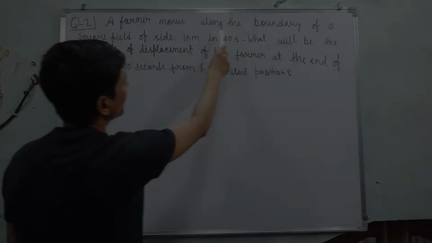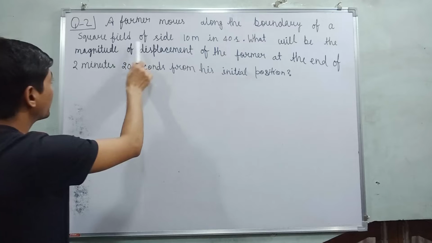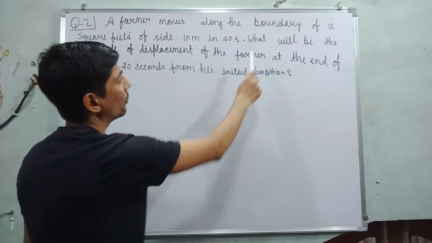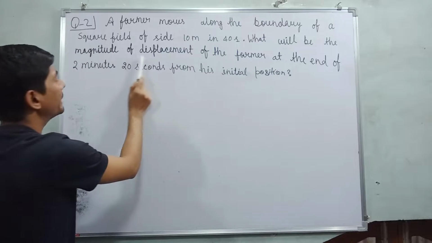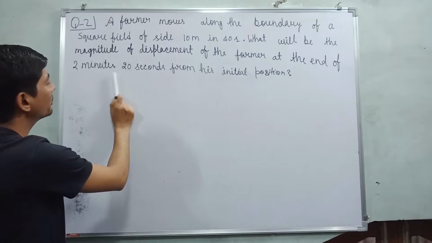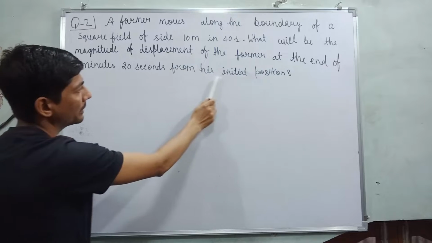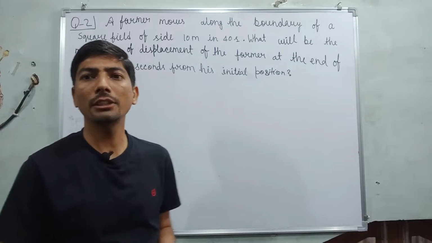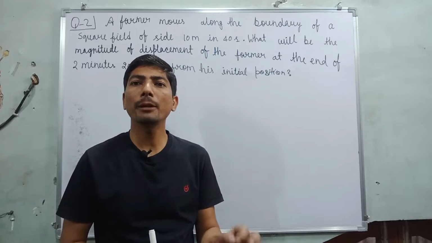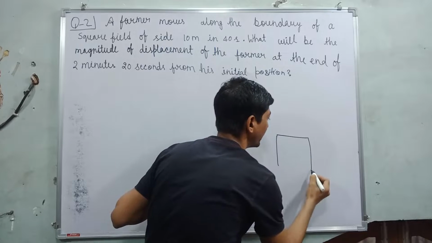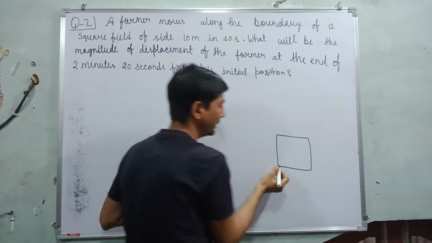A farmer moves along the boundary of a square field of side 10 meter in 40 seconds. What will be the magnitude of displacement of the farmer at the end of 2 minutes 20 seconds from his initial position? Okay, so in this question, a farmer moves along a square field. So let's start.